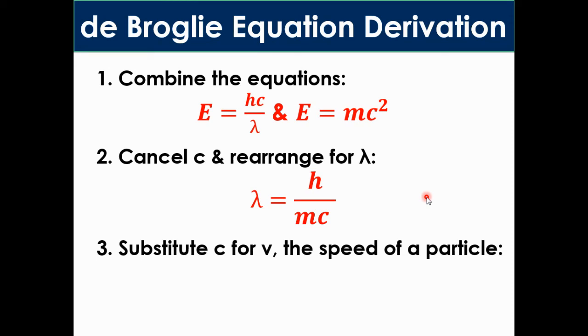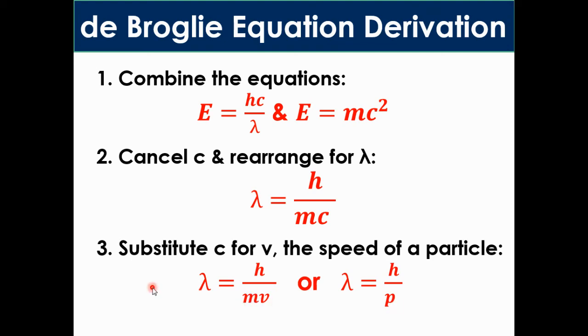This step here, you might not be super comfortable with, but just for now, play along. If it's not light, we're going to replace the speed of light with the speed of a particle to get a more general relationship for anything that is not a photon. So we end up with this. Wavelength is Planck's constant over mv, or lambda is h over p, because p is momentum and mv is momentum.